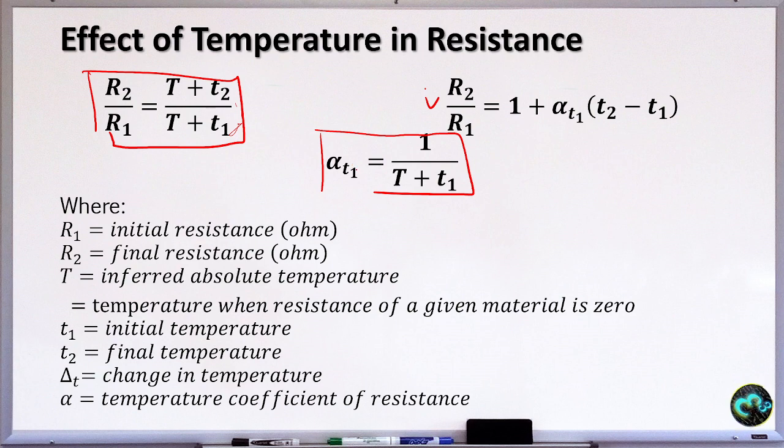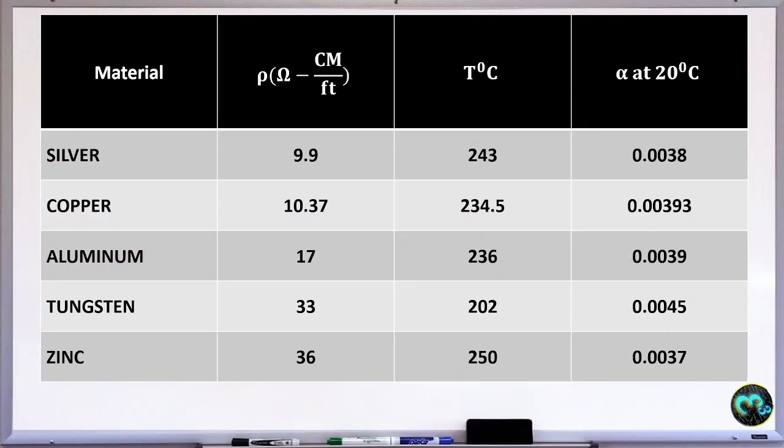So it's just a fancy way of saying what will be the equivalent resistance of a given material at a given temperature. So it is given with the formula 1 over T, the inferred temperature, plus T1, which is the initial temperature. Okay, so these are the usual resistivity, the inferred temperature, and the temperature coefficient at 20 degrees of common conductors.